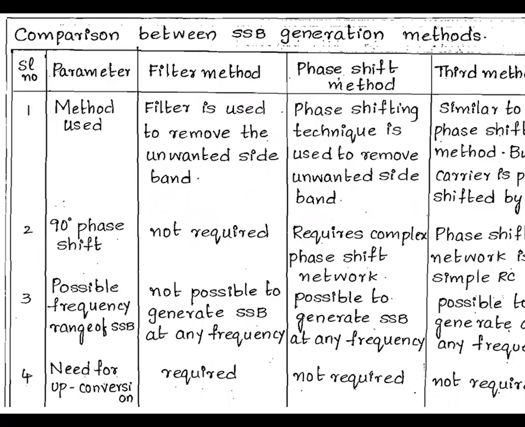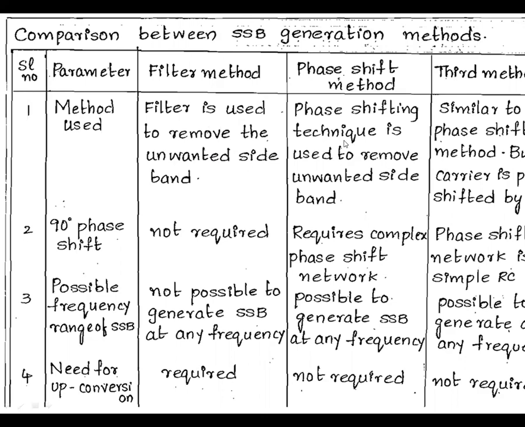Please observe this table, where there are some parameters to compare all these three methods of generation. The first parameter is the method of use. For the filter method, a filter is used to remove the unwanted sideband.